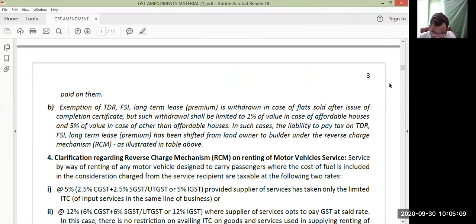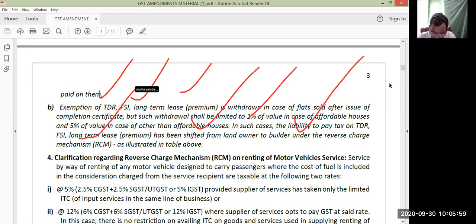Exemption of transfer of development rights of floor space index, long-term lease is withdrawn in the case of a flat sold after the issuance of completion certificate, but such withdrawal shall be limited to 1% of the value in the case of affordable houses and 5% of the value in the case of other than affordable houses. So if the flats are affordable houses, the rate of GST is 1%. Other than affordable houses, the rate of GST is 5%. In such cases, the liability to pay the tax on transfer of development rights, floor space index, long-term lease has been shifted from the landowner to the builder under the reverse charge mechanism, as illustrated in the table above.